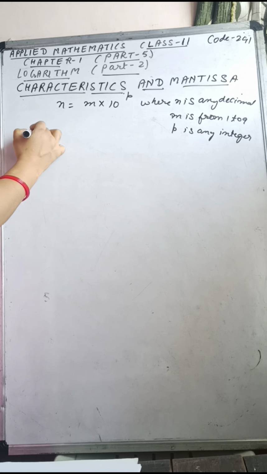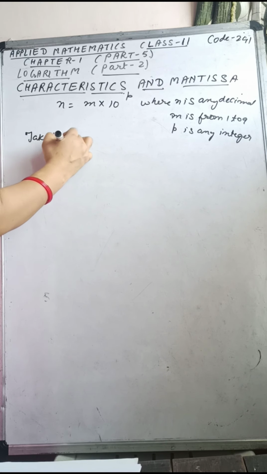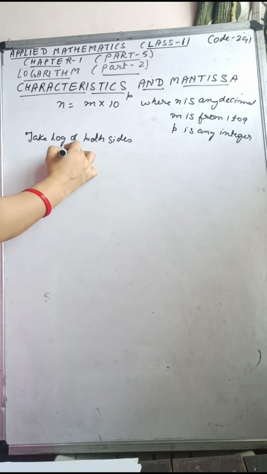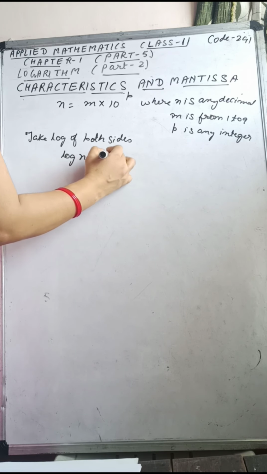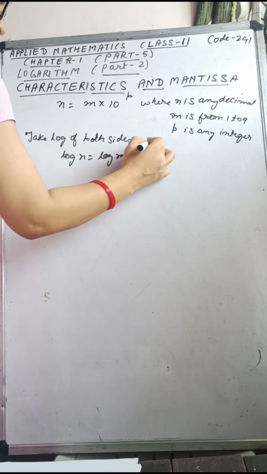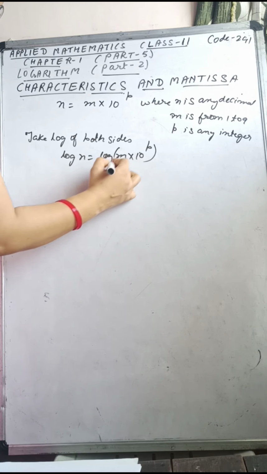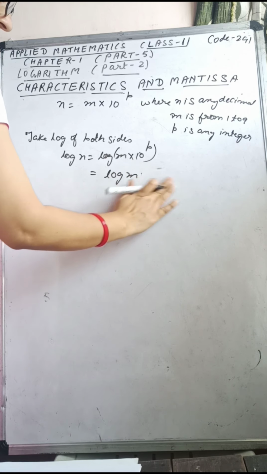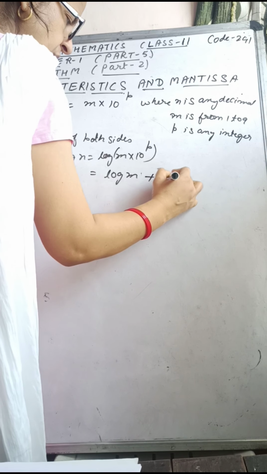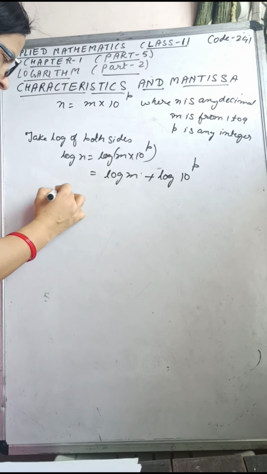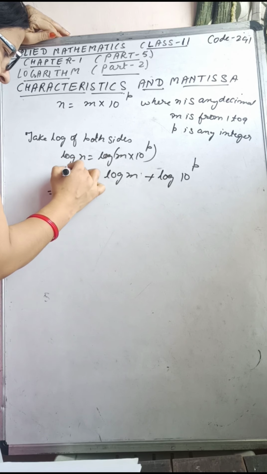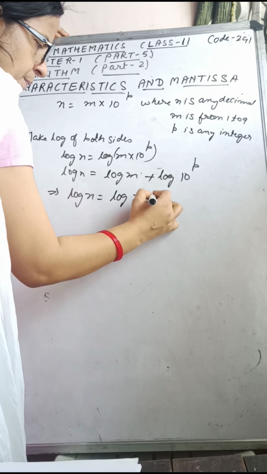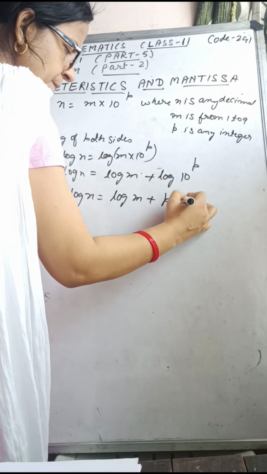Now taking log of both sides. Let us take log of both sides. So if we take log of both sides, it will become log n equals log of m into 10 to the power p. Correct? Now let us expand it. Log of m into, this into sign will become plus for log, plus log of 10 power p. So this implies log of n equals log of m plus p log 10.